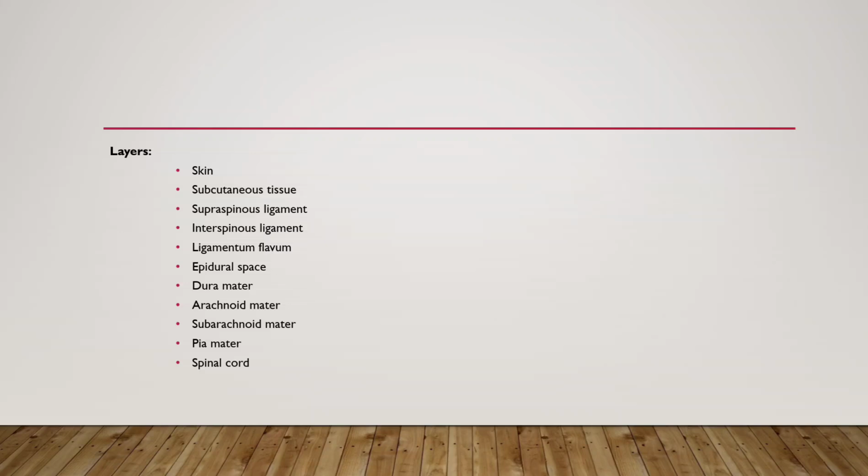Surface landmarks which are important while giving spinal or epidural anesthesia are C7. The spinous process of the 7th cervical vertebra is very prominent and easily palpable. The line joining the highest points of the iliac crests corresponds to the L4-L5 interspace or L4 spine. It is very important to identify this intervertebral space while choosing the space for giving spinal or epidural anesthesia.